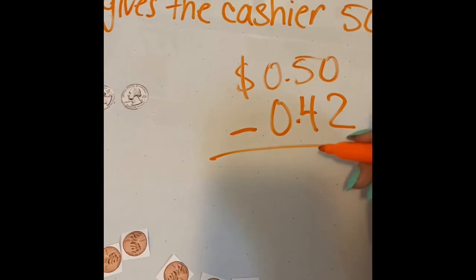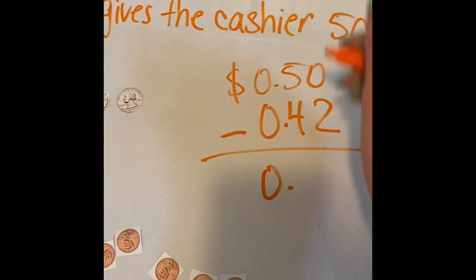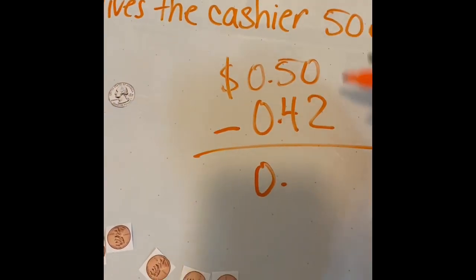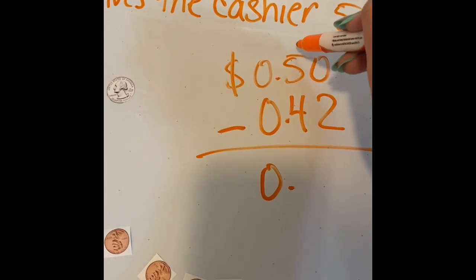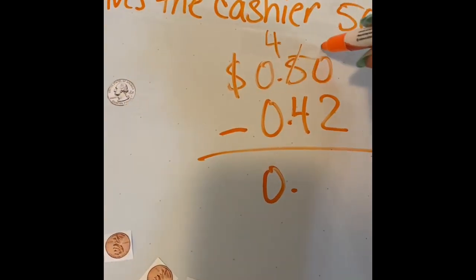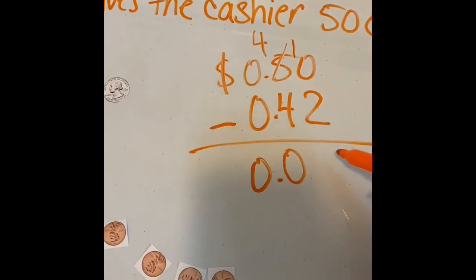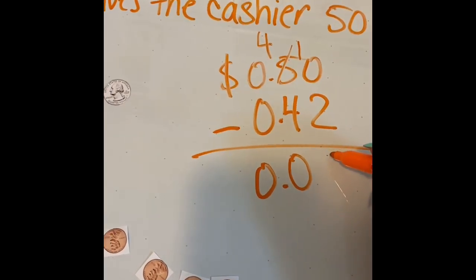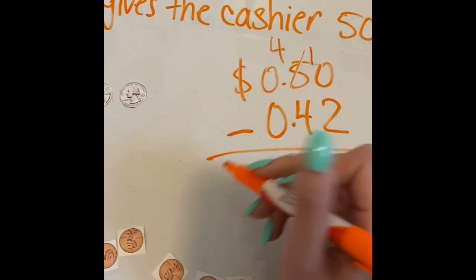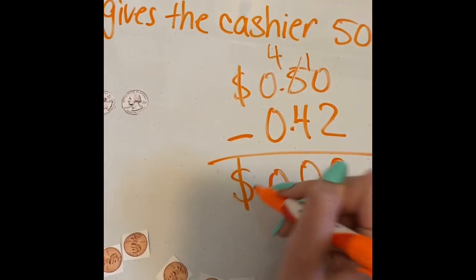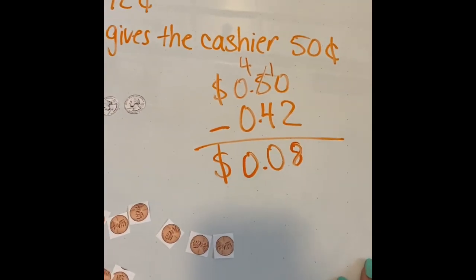So 0 minus 0, we have 0. 5 minus 4 I could do, but I can't do 0 minus 2, so I have to borrow. So make that a 4. So 4 minus 4 is 0. And 10 minus 2 is 8. So she is going to get 8 cents as her change.